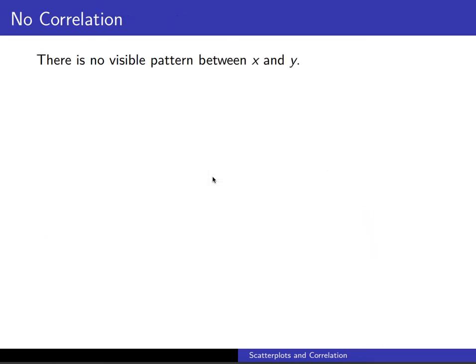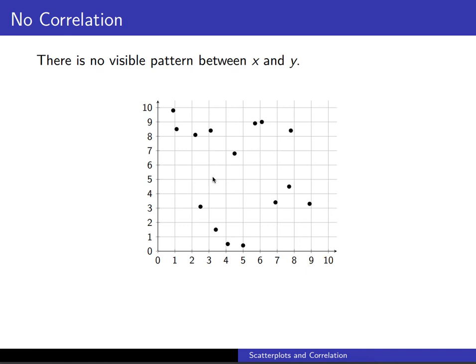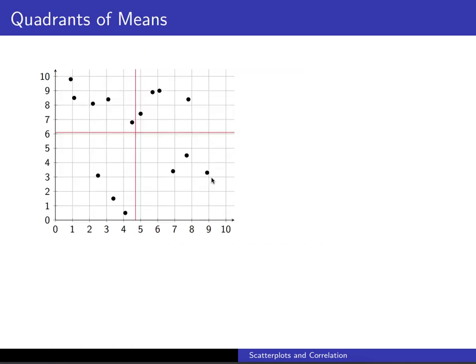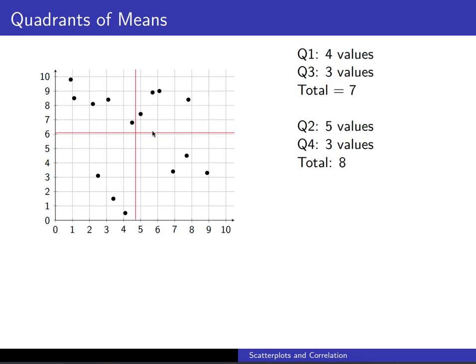Finally, no correlation. There's no visible pattern between x and y. So for all intents and purposes, you could take your grid here and just sneeze on your screen, and there you go. There's no correlation between where the particles land. So if we look at the means, here in the first and the third, we have a total of 7. In the second and fourth, we have a total of 8. Roughly half of them are in each of these two halves. So about half of the points in the first and the third, and the other half of the points in the second and the fourth.